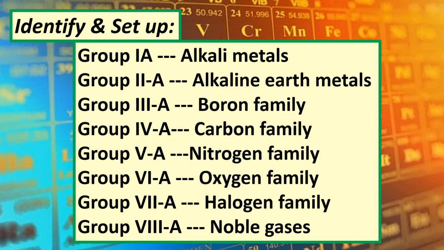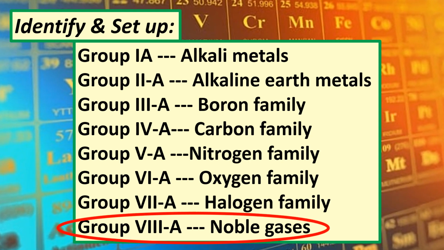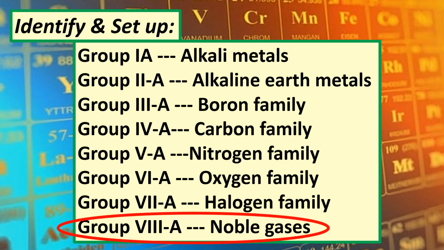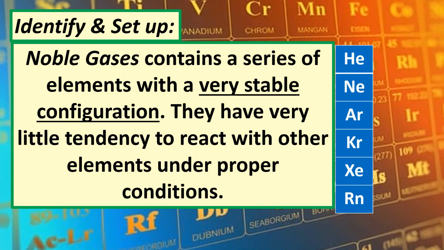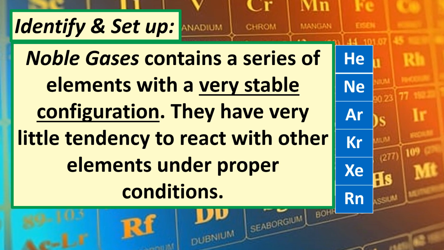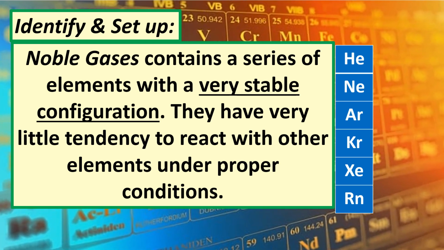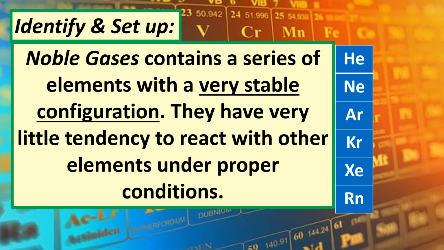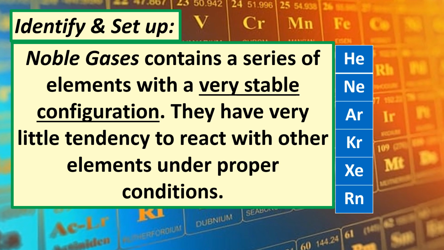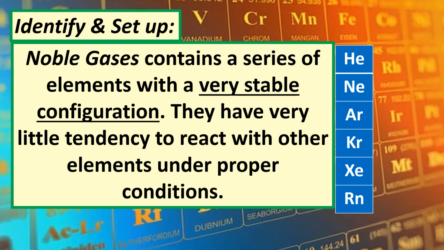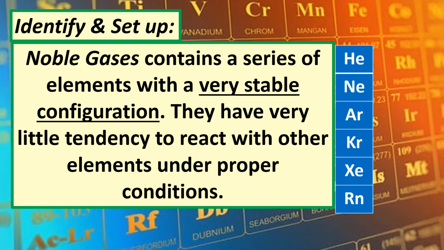Group 8A, more commonly called the noble gases, such as helium, neon, argon, krypton, xenon, and radon, these noble gases have very stable configurations, meaning they have very little tendency to react with other elements under ordinary conditions.